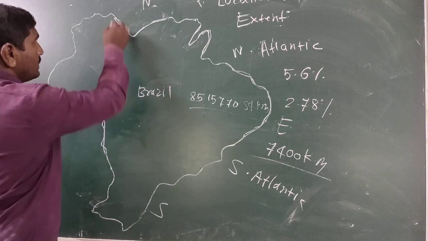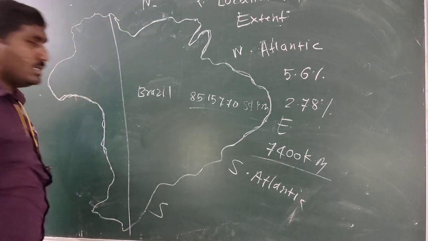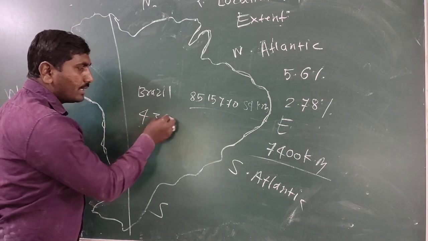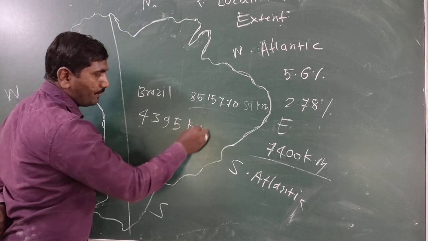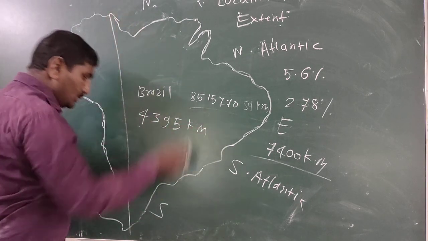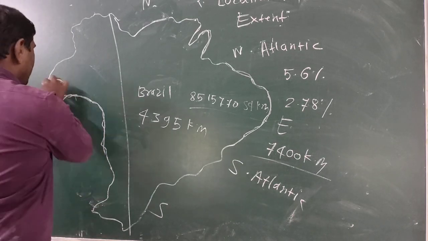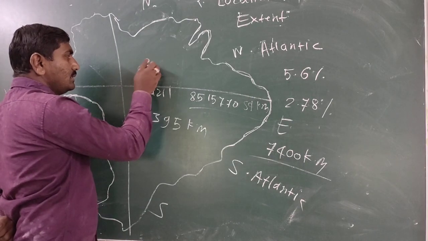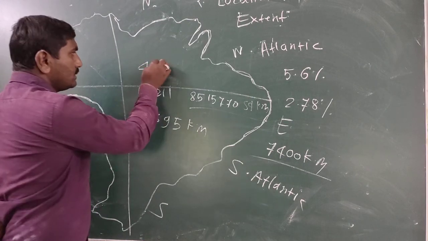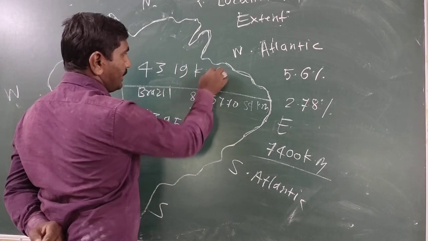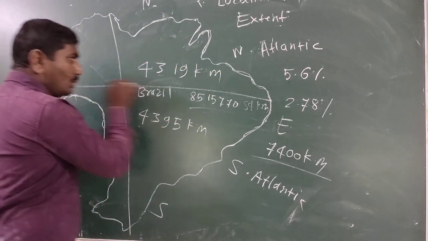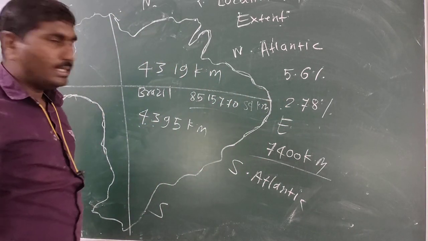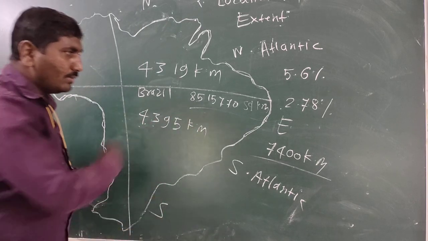Now we will see the distance from north to south. That distance is 4,395 kilometers. This is the distance between the most northern and most southern point. And from the western to the eastern point, the distance of Brazil is 4,390 kilometers. So overall we have taken this information.